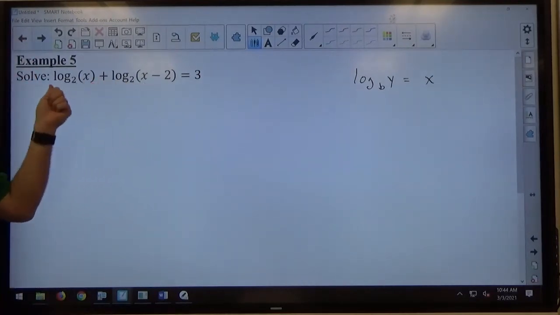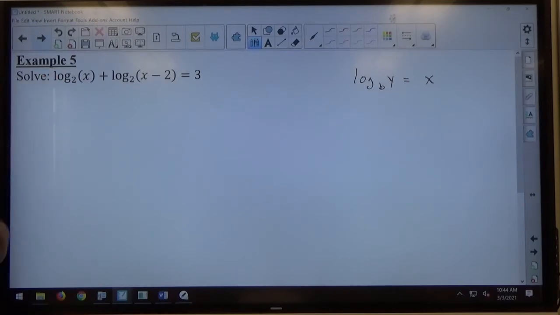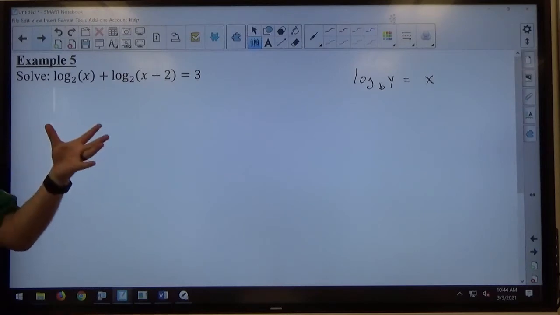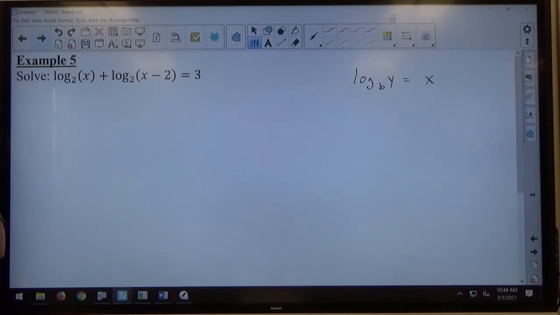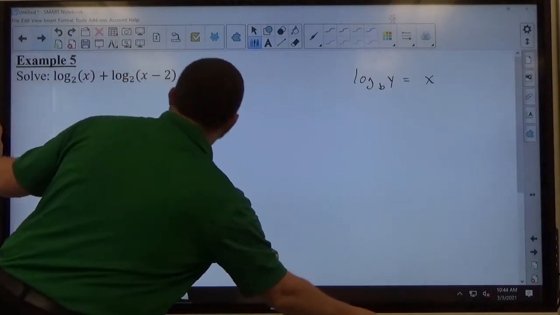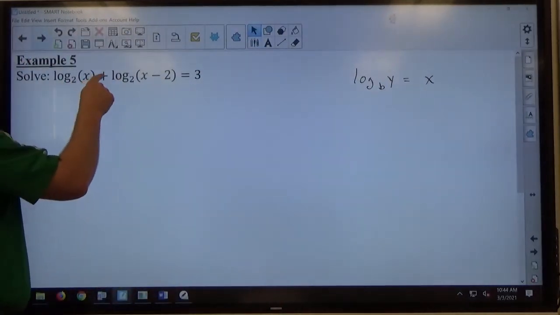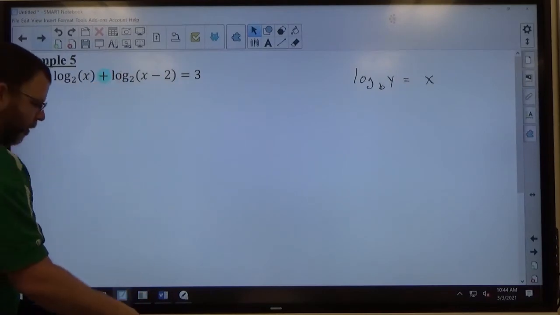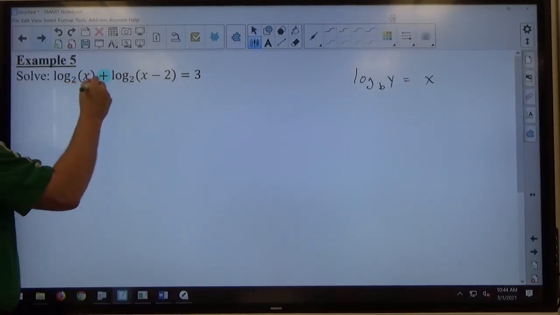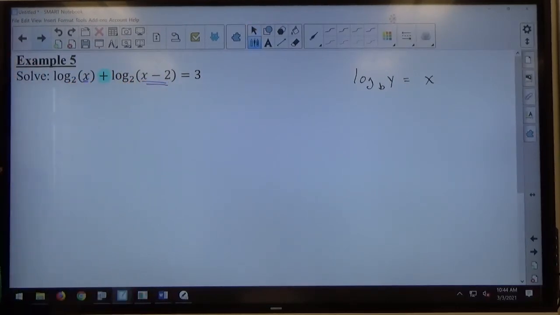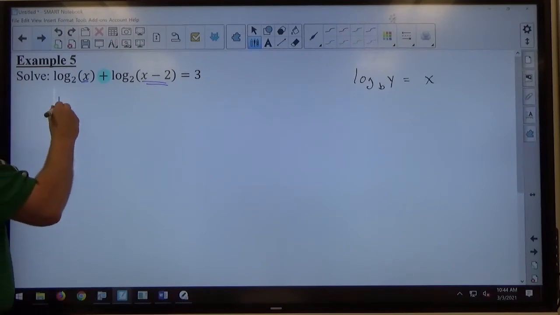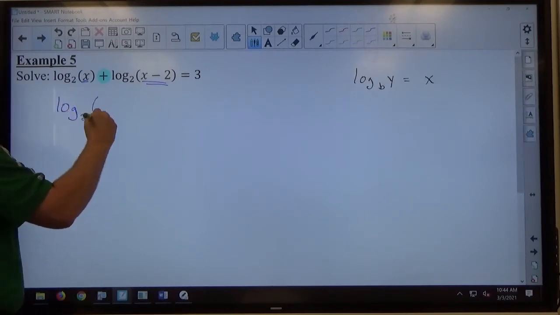So when I get things being added, subtracted, or a number being multiplied by a logarithm, I have to use our properties of logarithms from back last Friday that we dealt with, by pushing things into a single logarithmic expression. That's what we got here. So if you recall from last week, if I have log 1 plus log 2, if I'm adding two logarithms together, I'm going to multiply the arguments of those logs to make a single logarithmic expression. So I'm going to get log base 2, and I'm going to multiply x times x minus 2.